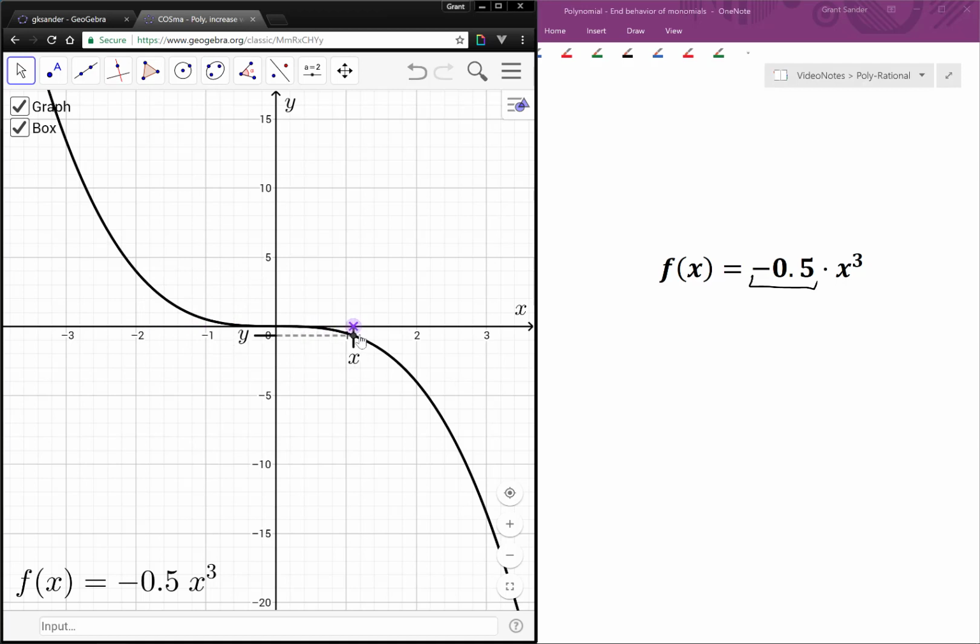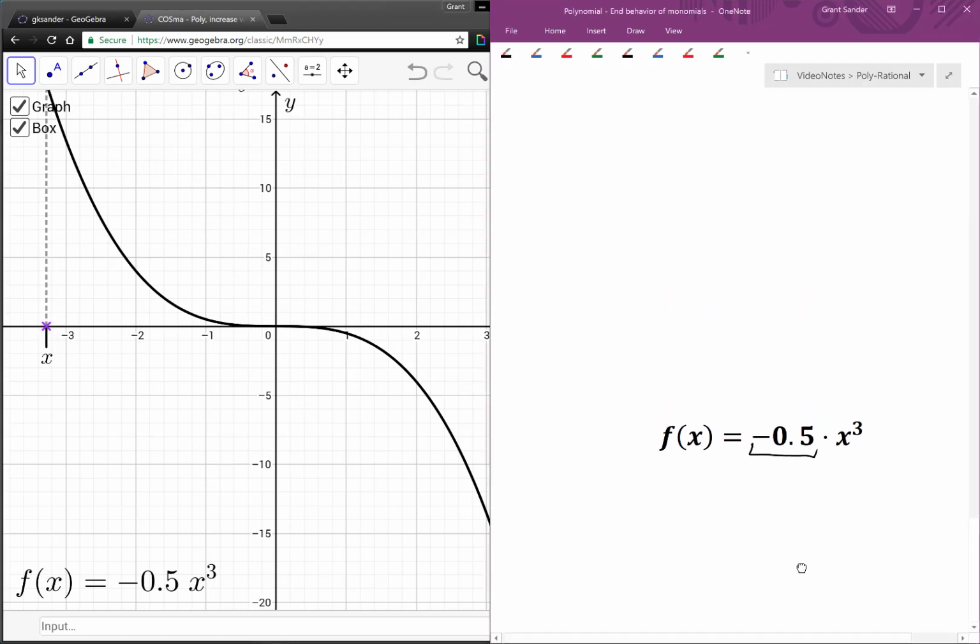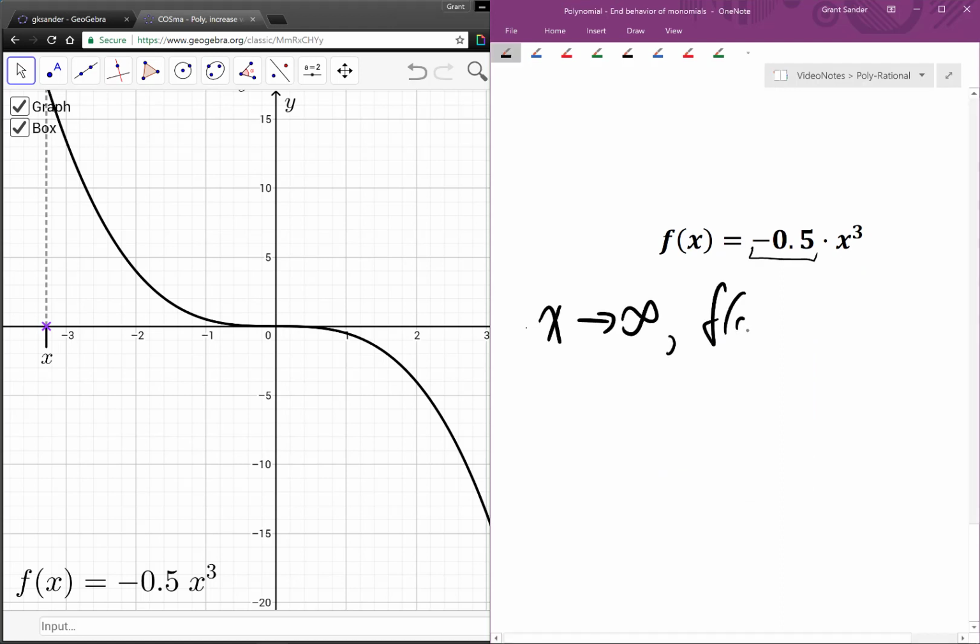So then as x increases without bound, f of x is going to decrease without bound. And as x decreases without bound, f of x will increase without bound. So in this case, we have essentially the opposite thing as what we had before. So we would say as x increases without bound, now f of x is decreasing without bound. And as x decreases without bound, f of x is now increasing without bound.